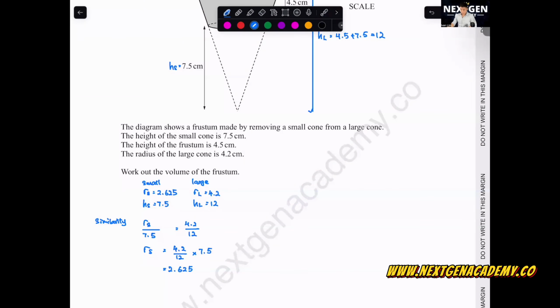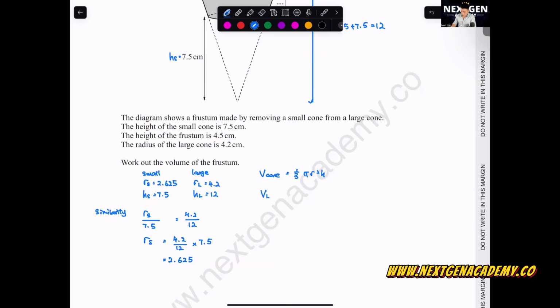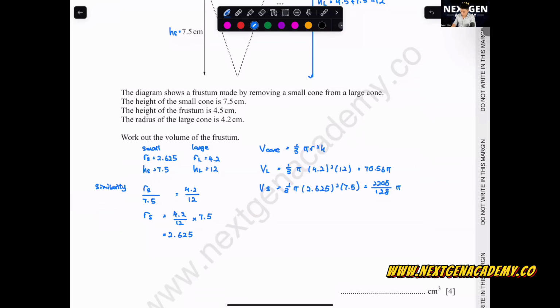Now, to find the volume of the frustum, we will take the large cone minus the small cone. The volume of a cone is 1 over 3 pi r squared times height. Volume of large minus volume of small. You can break it down into two parts. 1 over 3 pi 4.2 squared times 12 is 70.56 pi. Volume of the small one is 1 over 3 pi 2.625 squared times 7.5, which is 2205 over 128 pi. Volume of the frustum is VL minus V small: 70.56 pi minus 2205 over 128 pi, which gives 167.6. If you present it as 168, also can.